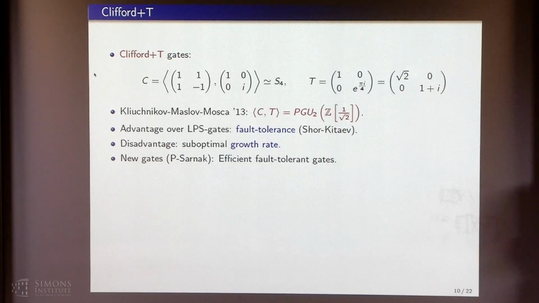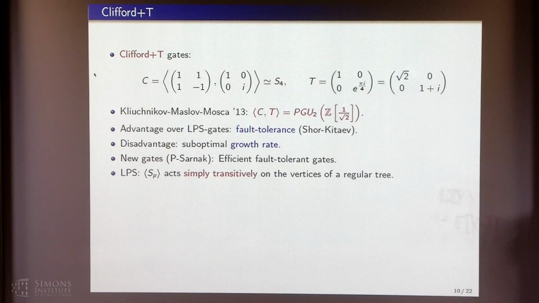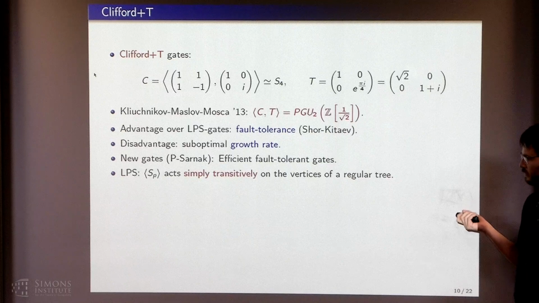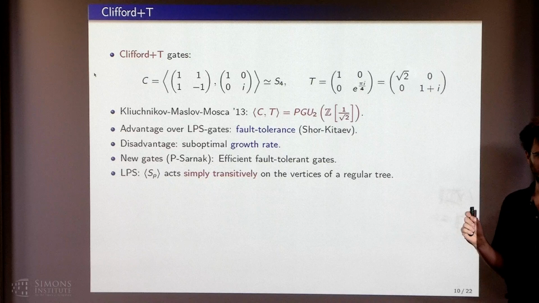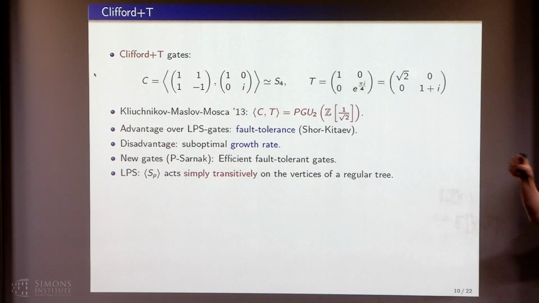So where do they come from? A basic point in the work of Lubotzky, Phillips, and Sarnak is to show that these groups that we got act simply transitively on the vertices of a tree. So this is one way to show that a group is free, to show that it acts simply transitively on a tree. Does everyone know what simply transitive is? Yes? For every two vertices in the tree, there is a unique element in the group which takes me from this vertex to this vertex. And this tells me that the group is free.